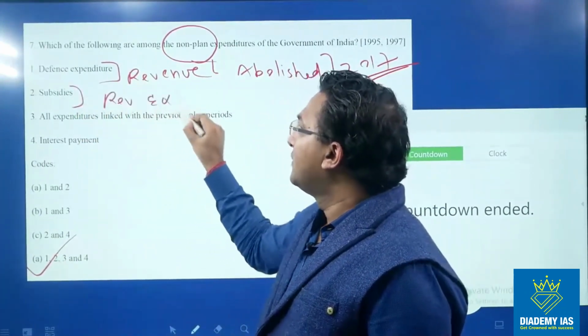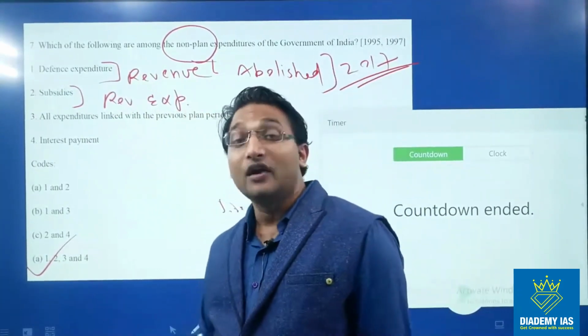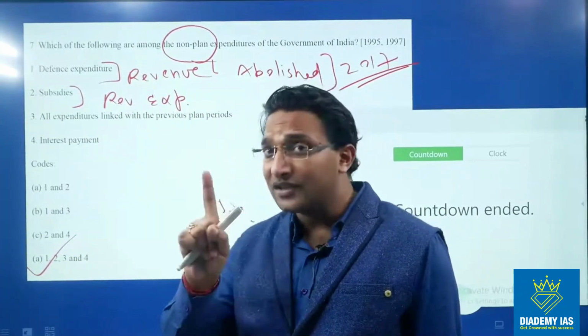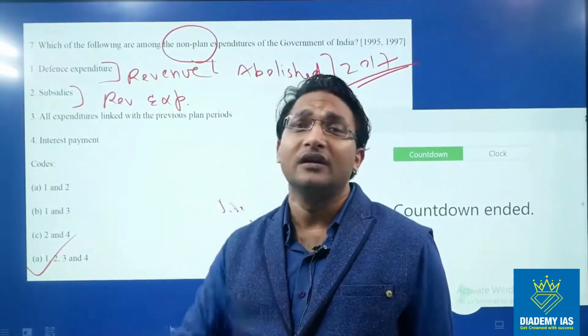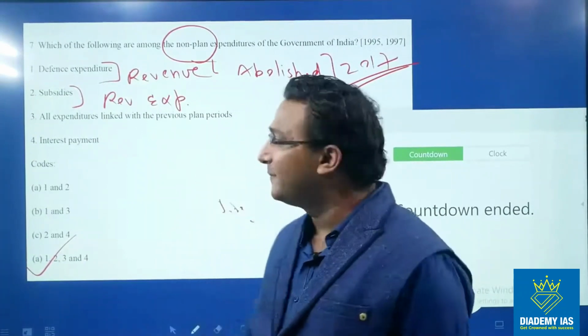And do you remember the top three subsidies as per the latest economic survey? The top three subsidies are, number one, food subsidy. Number two, fertilizer subsidy. And number three, fuel subsidy.